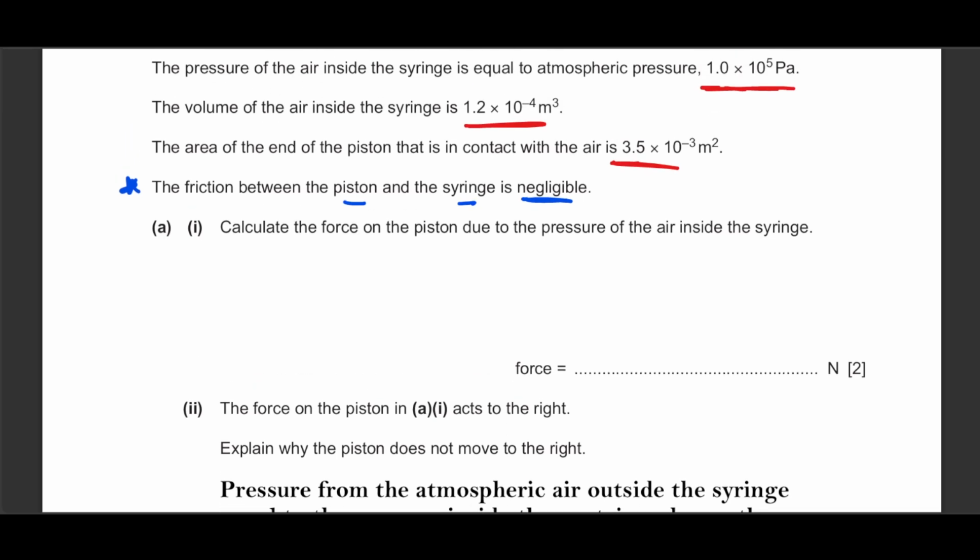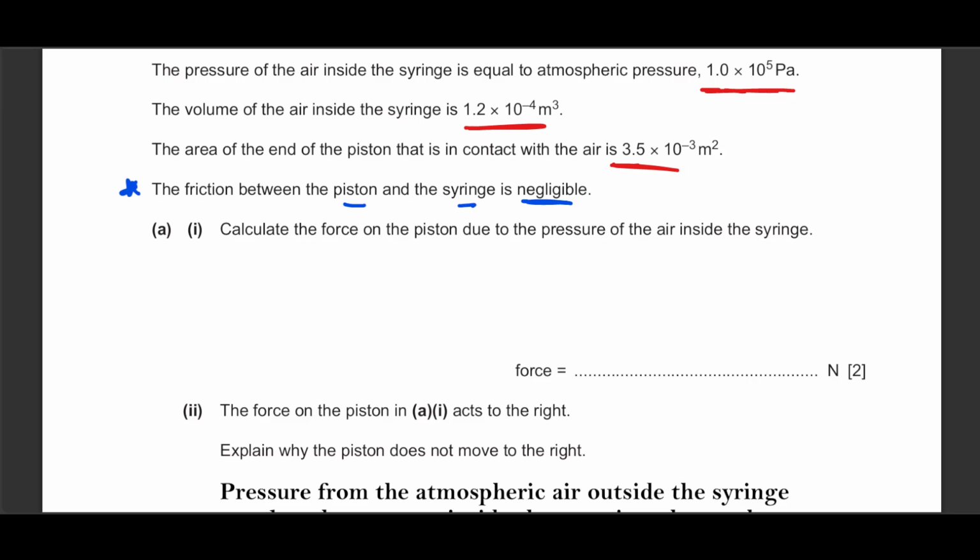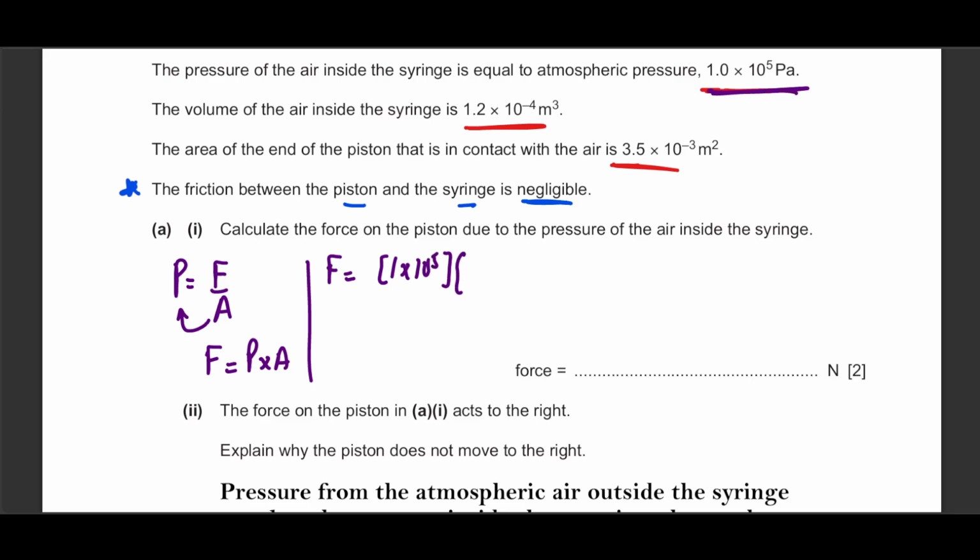So we know that since he's dealing with pressure, force, and area, I will need a formula that links all of them. So pressure equals force over area, bring area to this side. So force equals pressure multiplied by area. Now we have our equation. Let's replace the values. Pressure is 1 into 10 raised to power 5, given by the examiner, and the cross-sectional area is 3.5 into 10 raised to power minus 3. The force comes out as 350 newtons. Very simple, straightforward question, no problem at all.